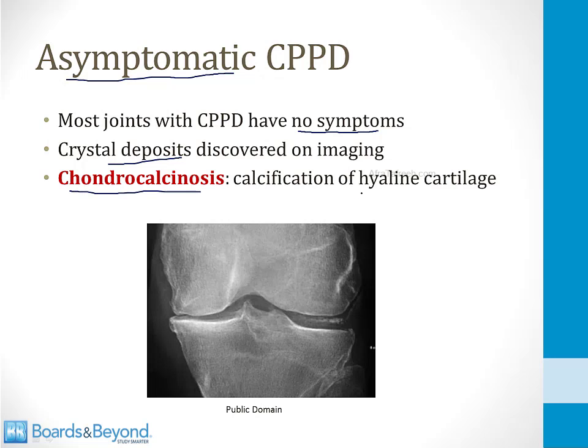This is calcification of the hyaline cartilage from deposition of calcium pyrophosphate. This is an example shown on the screen here. You can see this white stuff here in the joint space. That is chondrocalcinosis. So this is often discovered on imaging when it's done on patients for routine reasons, and it may be discovered in a joint that has no symptoms. That's a very common presentation of CPPD.